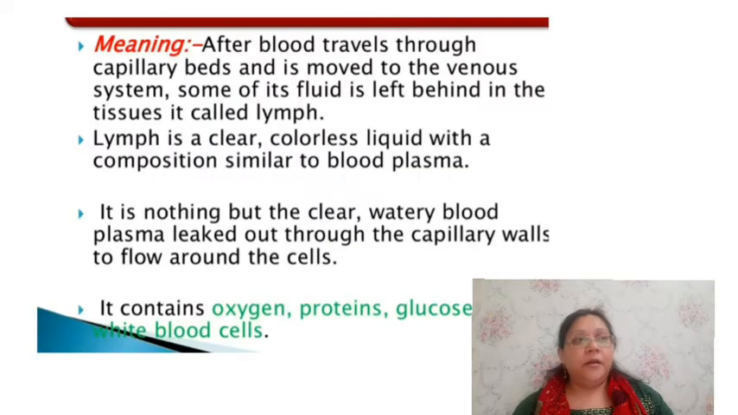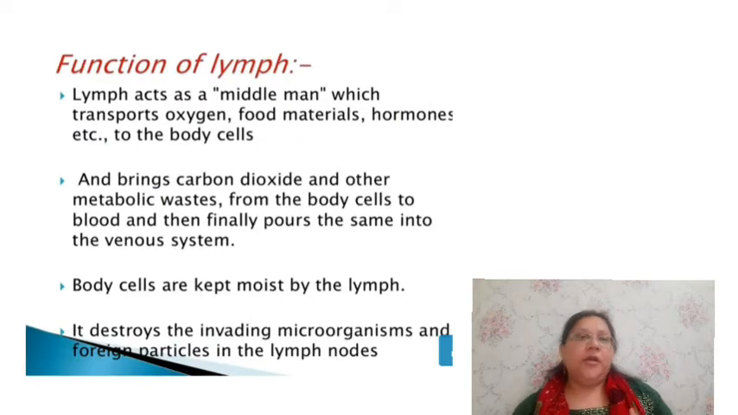Then comes the lymph. Lymph is the blood which moves from the capillaries to the tissues, and certain fluid is left behind in the tissues, that is known as the lymph. Lymph is a clear colorless liquid with a composition similar to that of the blood plasma. It is nothing but clear watery blood plasma leaked out through the capillary walls to flow around the cells. It contains oxygen, proteins, glucose and WBCs. Its function is transporting oxygen, food materials, hormones, etc. to the body cells and taking away the metabolic waste from the cells and pouring it in the venous system.